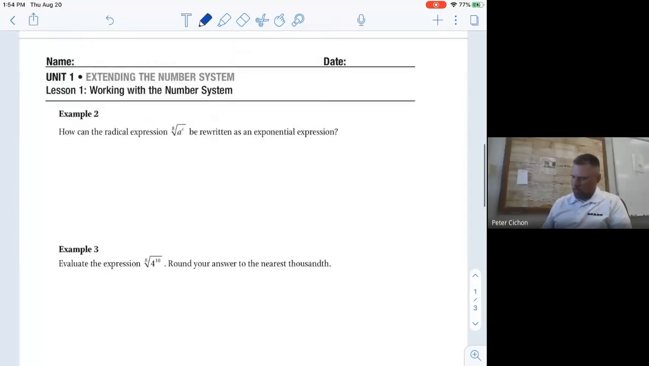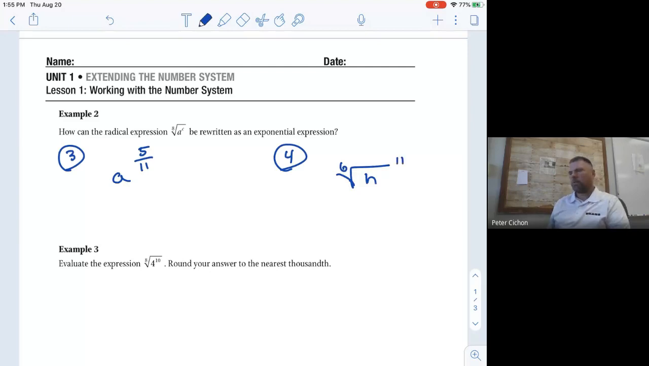All right. Can you guys do 2 for me on your own? And then I'll give you the answers in a second just to check. All right. A to the 5/11ths. And then the 6th root of H to the 11th power. All right. Can you guys do those on your paper?